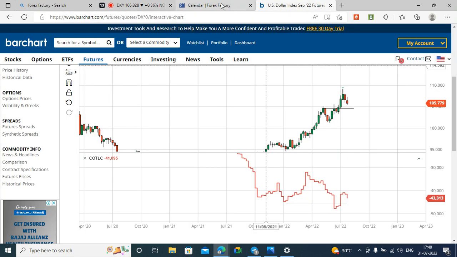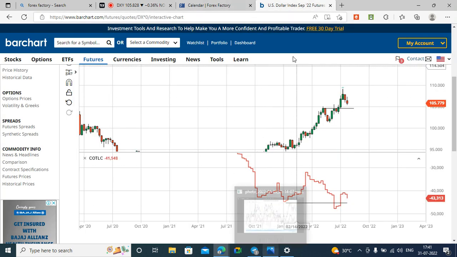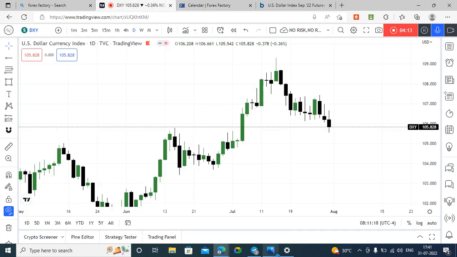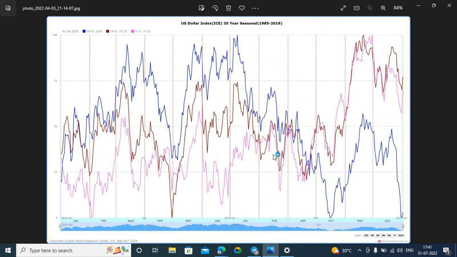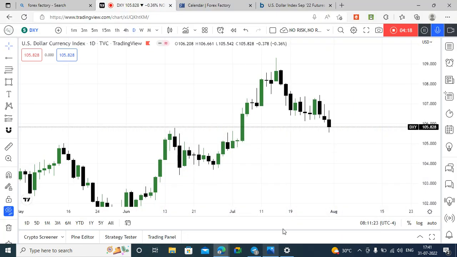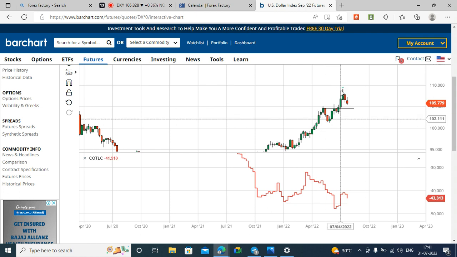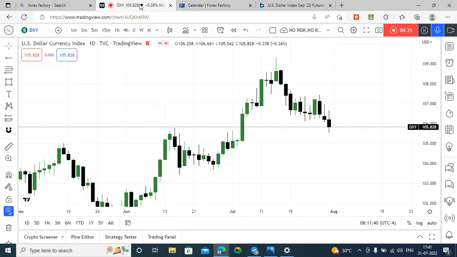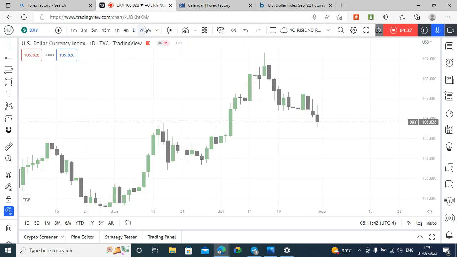So interest rate also supports a long term bullish USD. First of all, seasonal tendency is consolidation, so don't worry. COT is short term bearish for the dollar index, and interest rate suggests long term bullish for the dollar index. Okay, now we can look at the PDRA matrix.